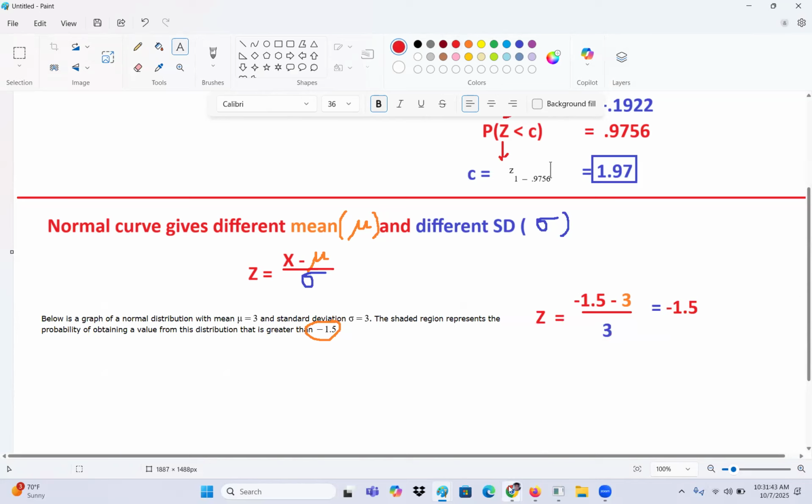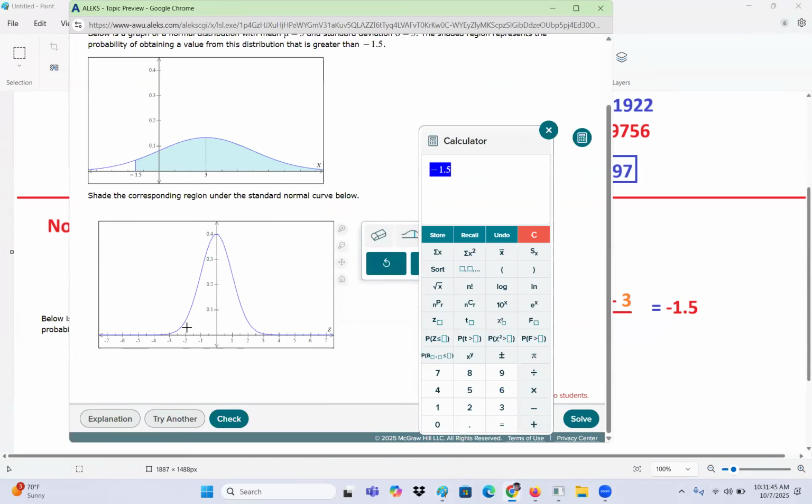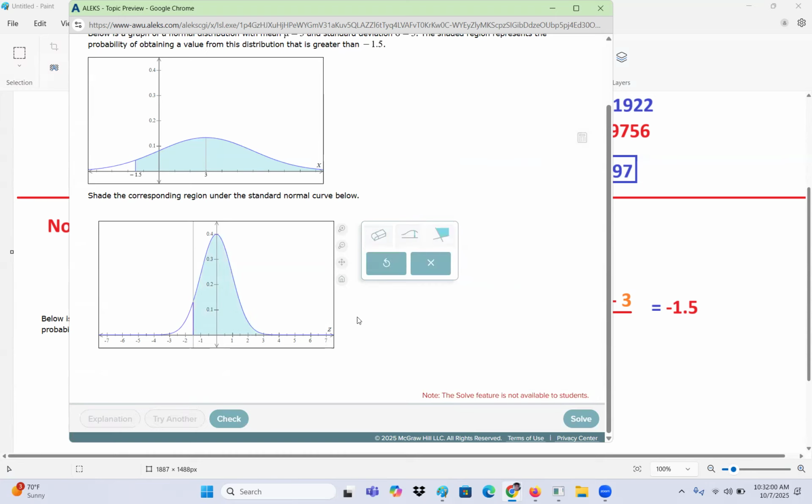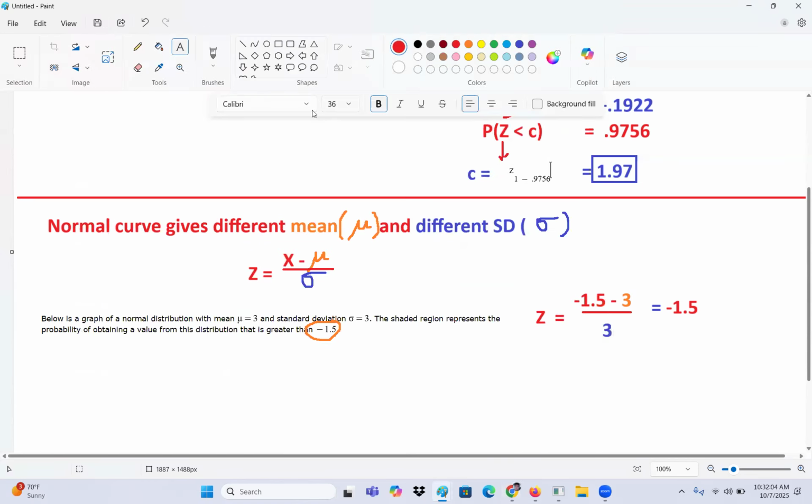All right, so we simply look at the left side, so we're going to start from negative 1.5 over here. Then I'm going to shade the different region, greater than, so that should be that one. Okay, as simple as this. You're just shading the region on the right, 1 minus the x, so greater than negative 1.5. So we're going to pick the whole region on the right. So the area should be on the right.